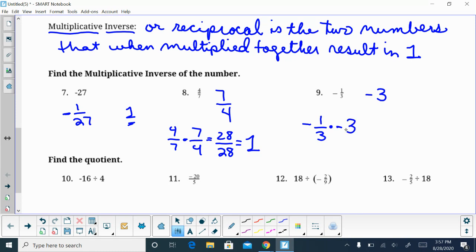Negative 1/3 times a positive 3. It'll wind up being 3 over 3. And what does this simplify down to? 1. Okay, I've done number 7, 8, and 9. All talking about multiplicative inverse. You have to find that reciprocal and then decide if it's going to be a positive or negative reciprocal that you get a result of 1 when you multiply them together. Stay tuned for problems number 10, 11, 12, and 13.